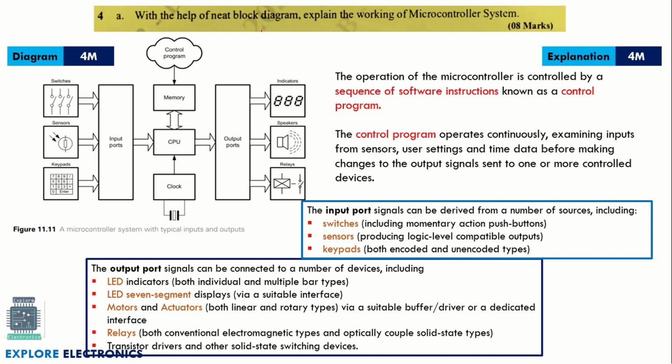Then with the help of block diagram, you need to explain the microcontroller system. So this is the microcontroller system. Here you need to explain each and every block. Generally start with CPU, then memory, clock, program block, and then come to input and output ports, and explain by taking any example also.